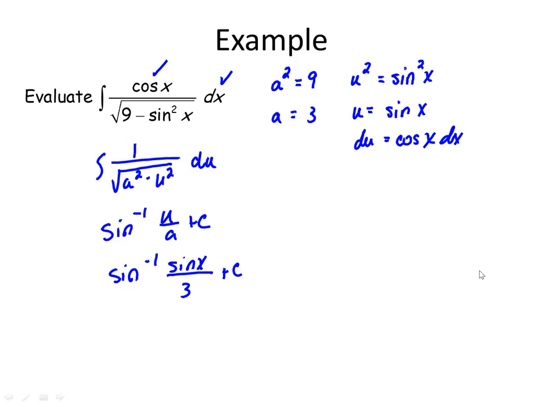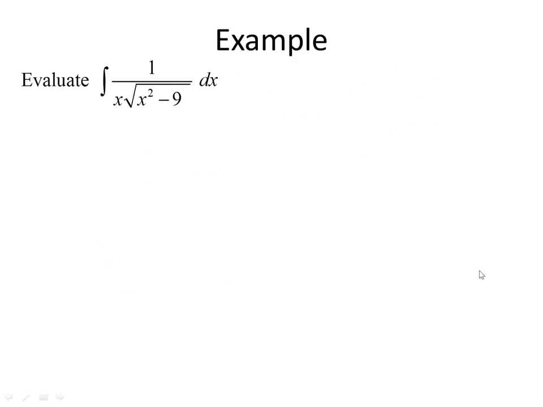Questions? Anything else? Okay. Let's see if we can make this one look like something on our page. Do you see something that looks like this? First, second, or third? Third. Good. So u squared is going to be what? X squared. So u is going to be x, and du is going to be what? Dx. So we're good. And a squared is going to be 9, and so a is going to be 3.